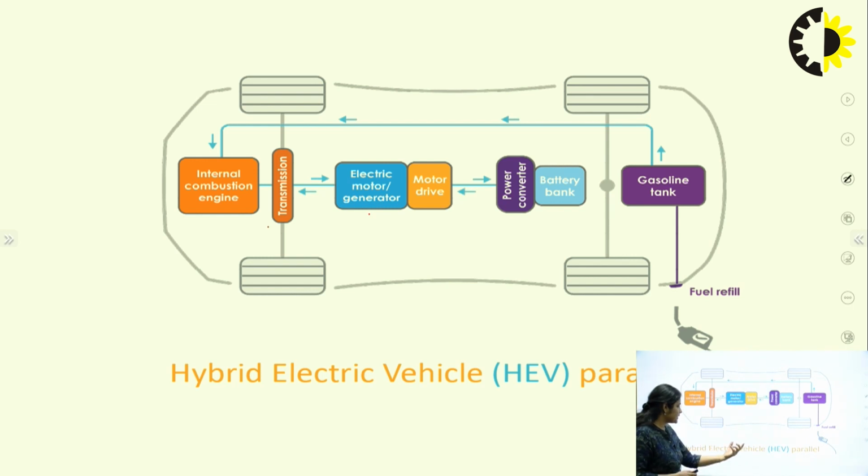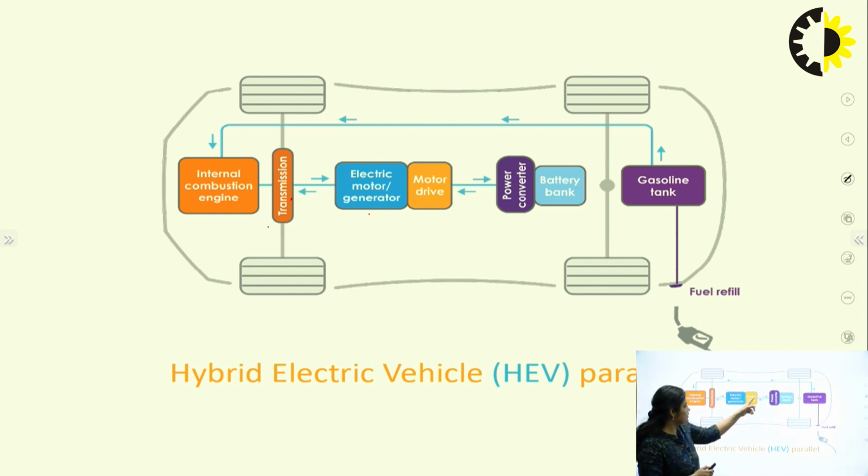Hybrid means it is the combination of the electric motor and the internal combustion engine, right? And the energy flows in parallel through the IC engine or the electric motor. This direction will show the power flow, and this is also the power flow from the battery to the transmission through the electric motor. So it is a parallel energy flow, that's why it is called the parallel hybrid electric vehicle, right?